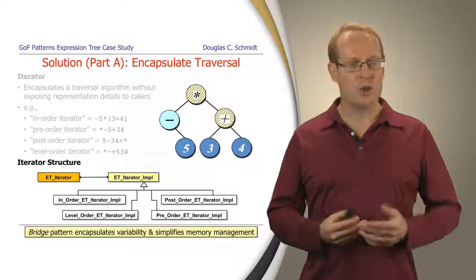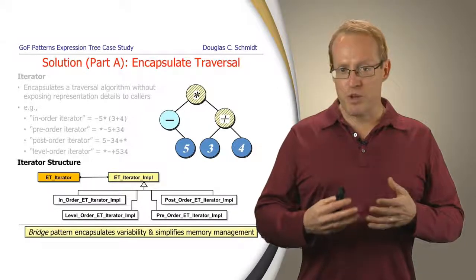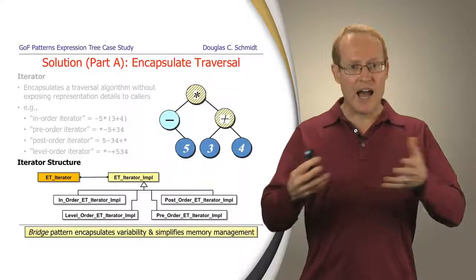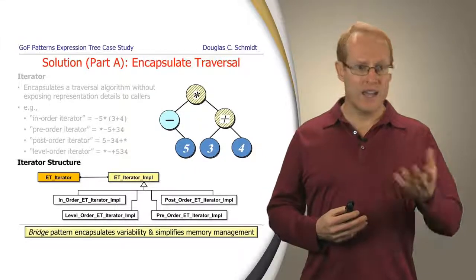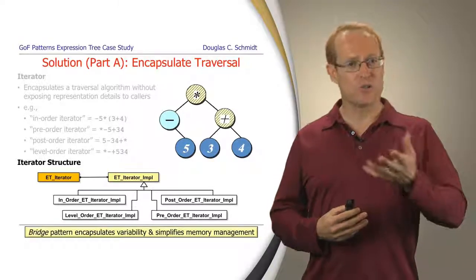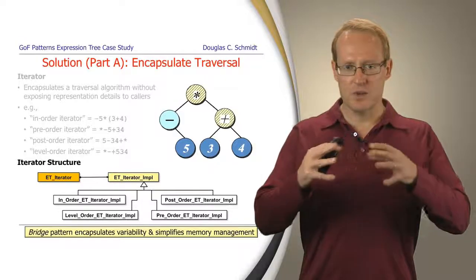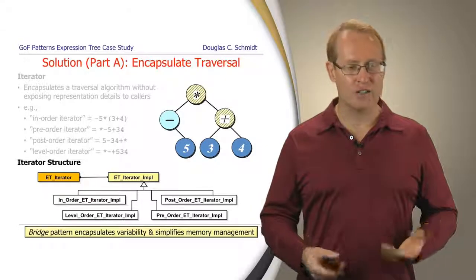Here's the structure that we're going to use to do this. We're going to end up having something called the expression tree iterator impl hierarchy, where we're going to have in order expression tree iterator impl, level order expression tree iterator impl, pre-order, post-order, and so on. And those things are combined together in a traditional inheritance hierarchy.